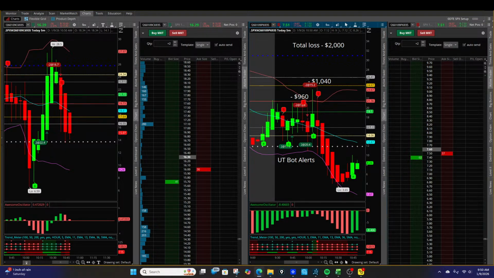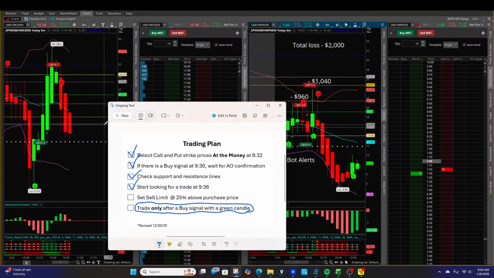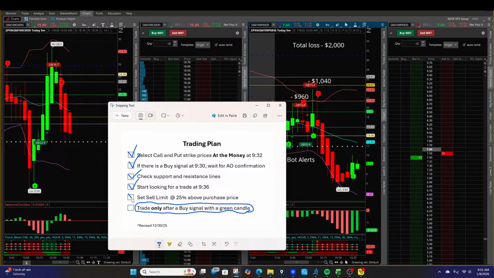So for me, I'm going to come back to this, having this trading plan. I set the sell limit for 25% above the purchase price, and then I traded only after a buy signal with a green candle. So I followed all of these parts of my trading plan. So for that, I get a star.